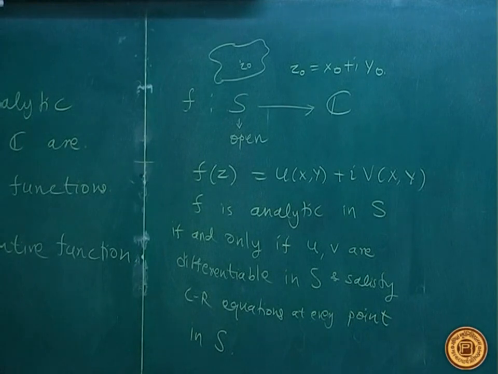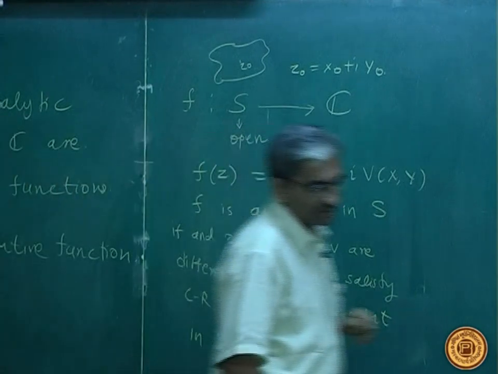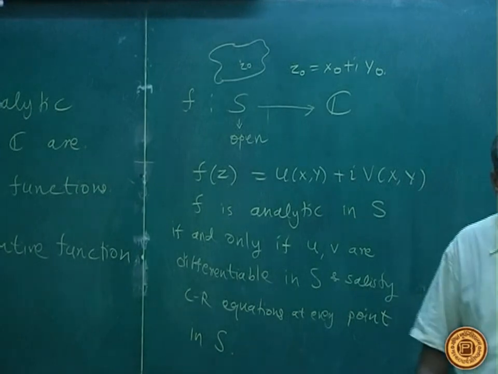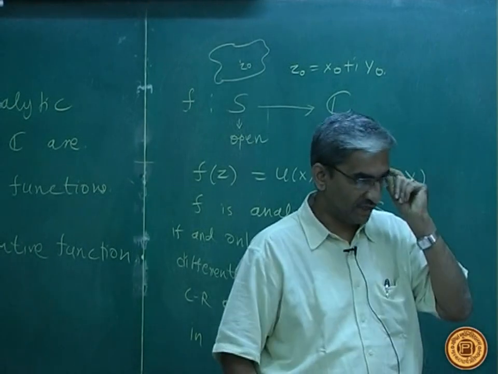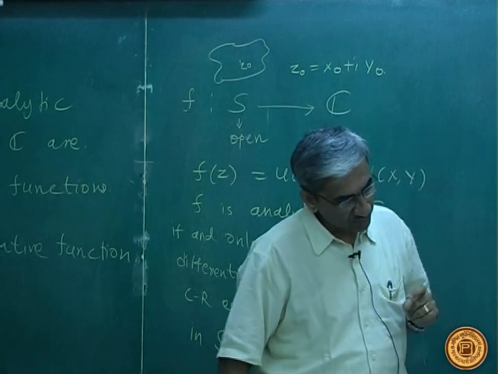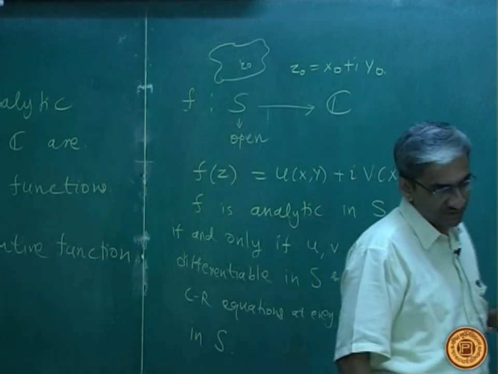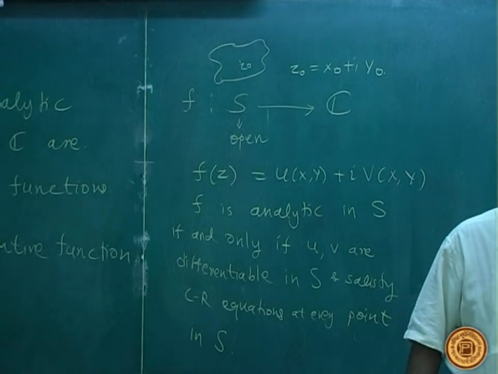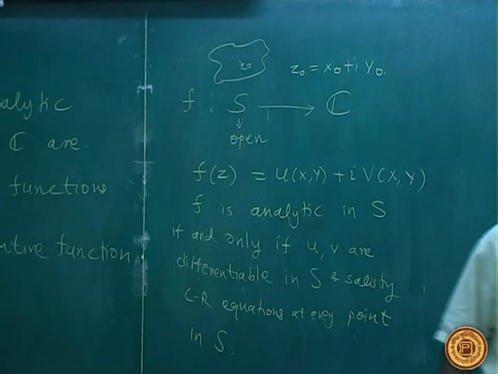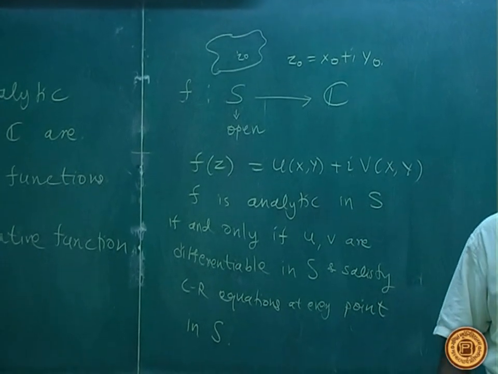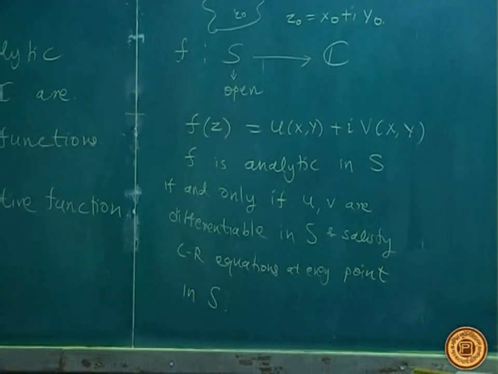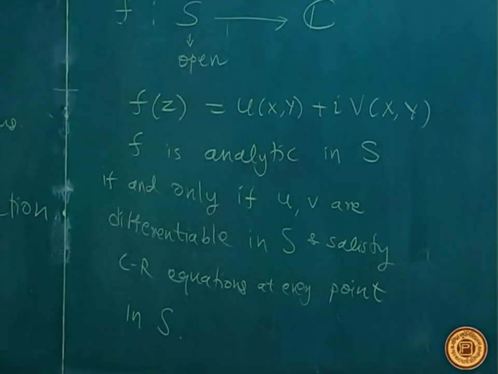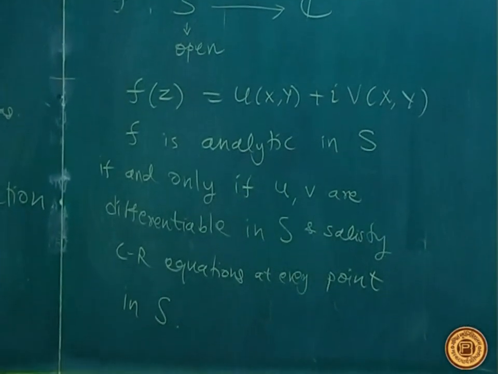So read this again. Maybe it is there in front of you as theorem 6.2. So read that. Let f(z) equal u(x,y) plus i v(x,y) be a function defined on an open set S. Remember that. That is very important. Then f(z) is analytic in S if and only if u(x,y) and v(x,y) are differentiable at every point of S and satisfy Cauchy-Riemann equations at every point of S.